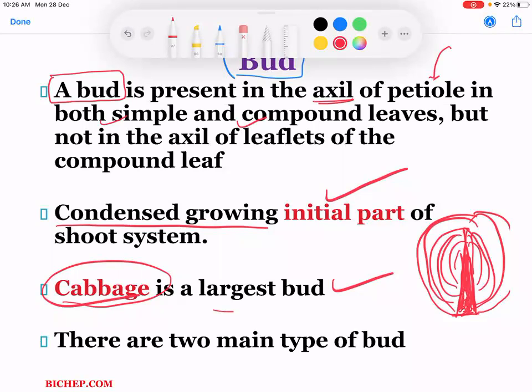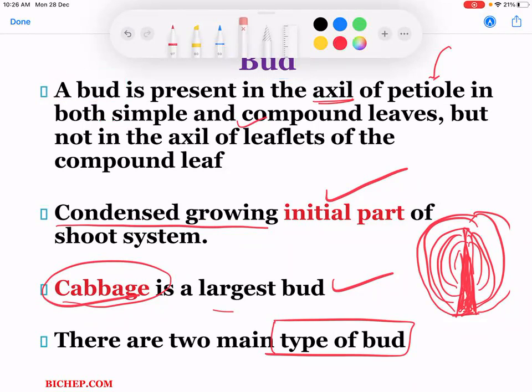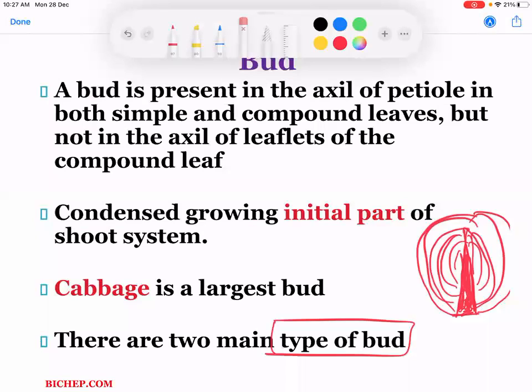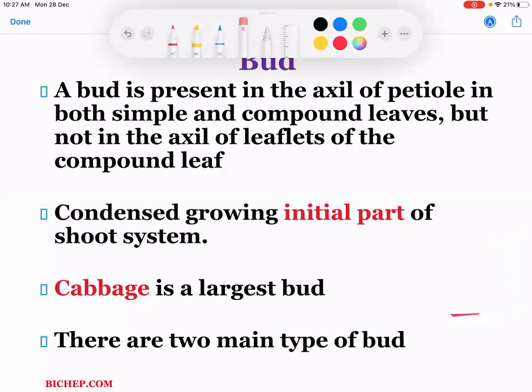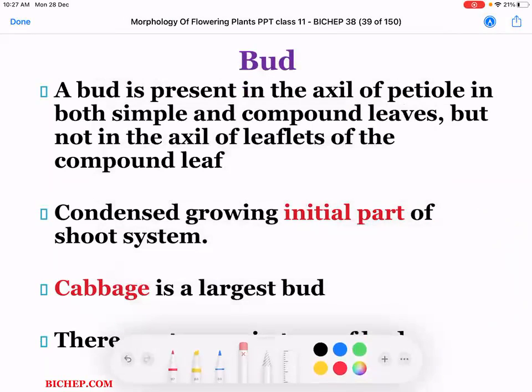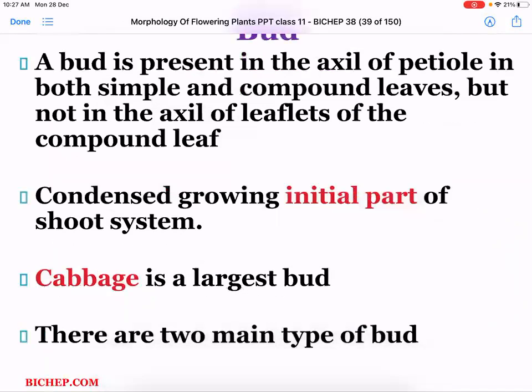Now there are two main types of bud. Now we are focusing on types of bud, right? Let me erase this first. Then we are going into the next slide for the types of the bud. I hope you are clear with this. Please take the screenshot.